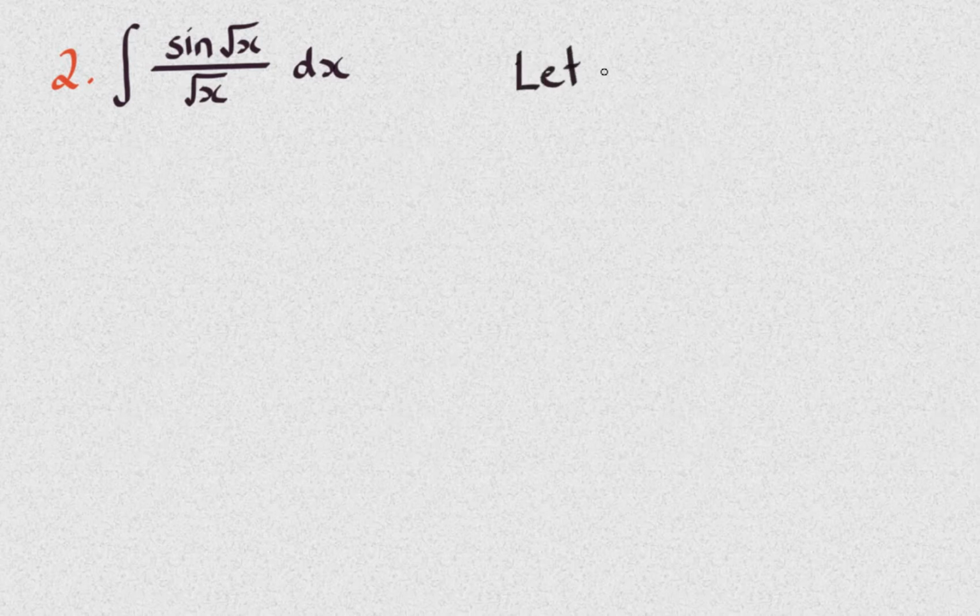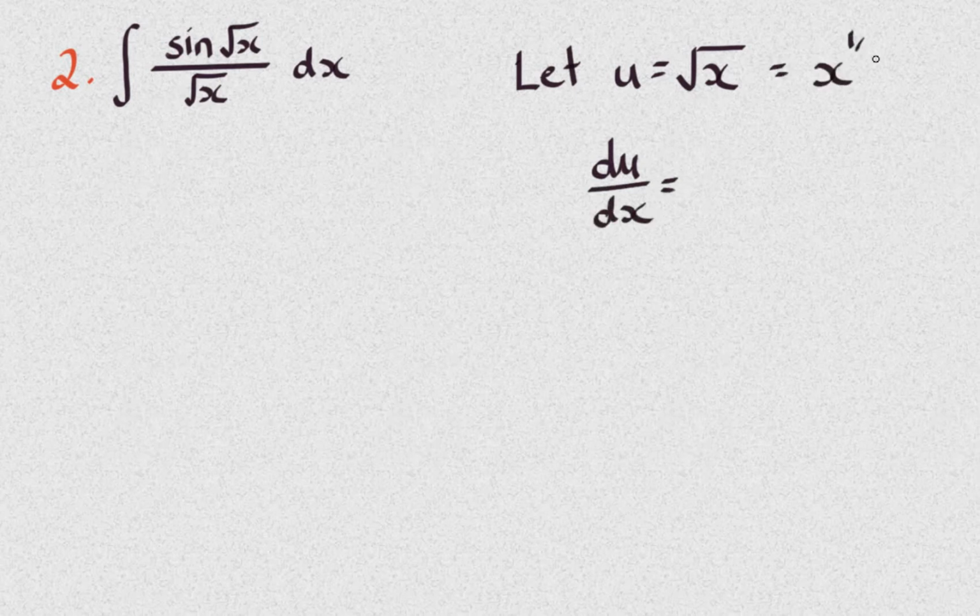The best one, from the looks of it, would be u equals the square root of x. So, du dx, thinking of the square root of x as x to the power of 1/2, we get 1/2 x to the power of -1/2, or 1 over 2 root x.